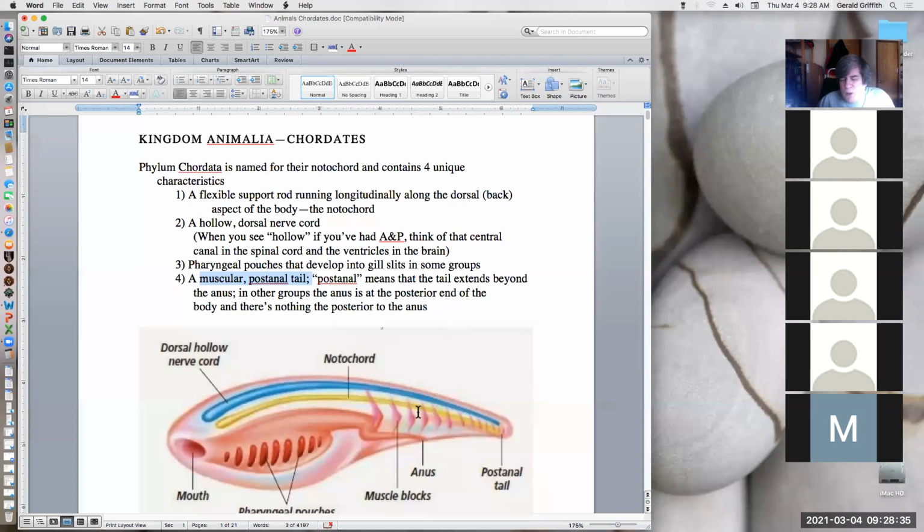Now, along this postanal tail are some muscle blocks. They're sometimes called somites. And some people consider that these muscle blocks are actually a fifth characteristic of chordates. Some people just kind of include them with the postanal tail. So I haven't listed them separately, but if you were looking them up on Wikipedia or something, you might see that listed as a fifth characteristic.